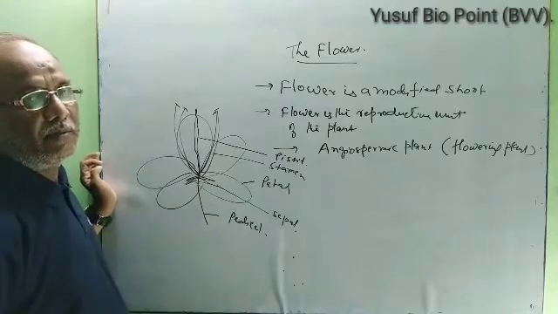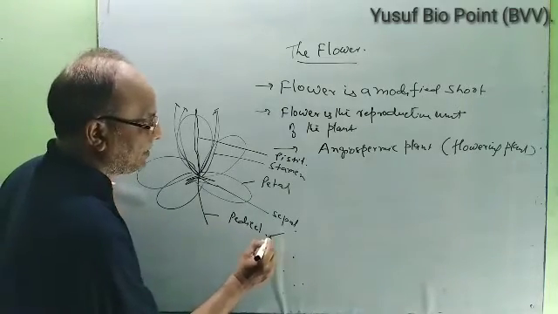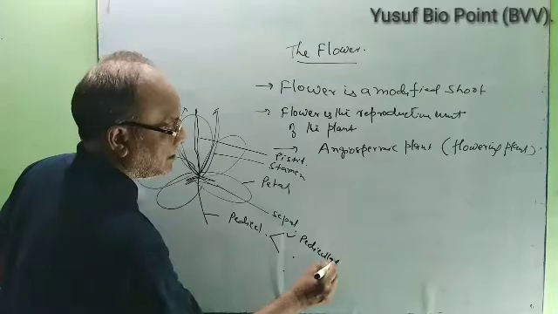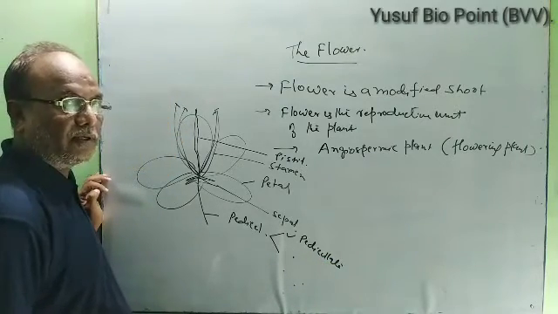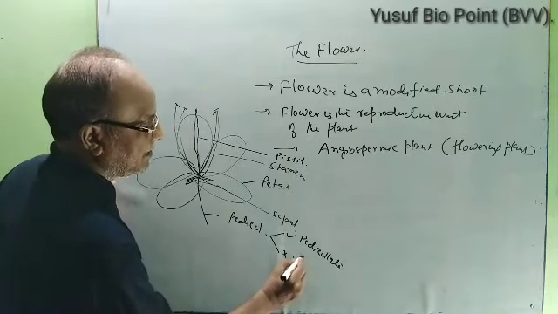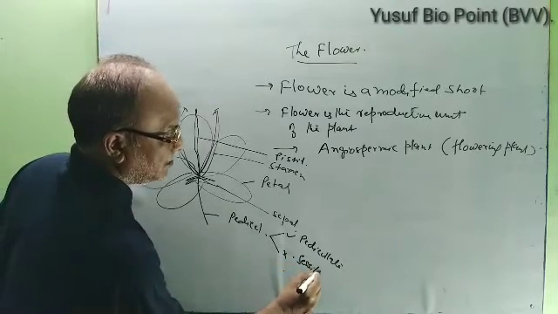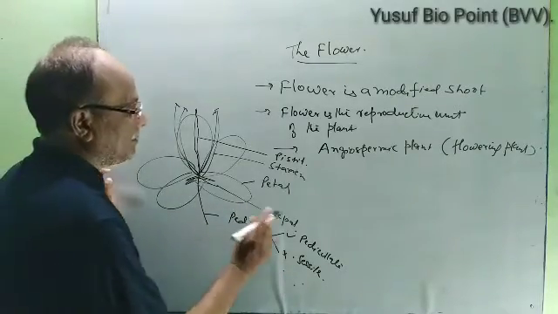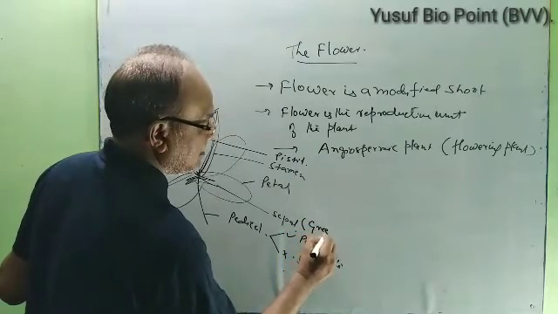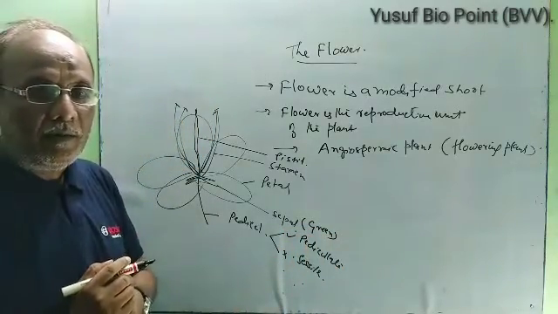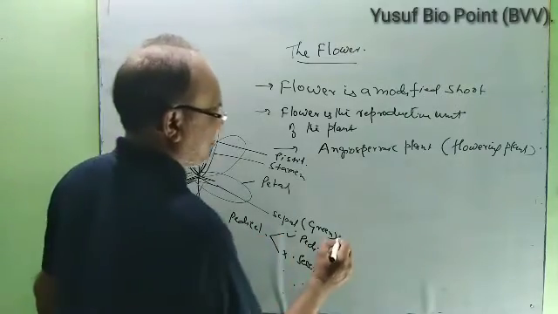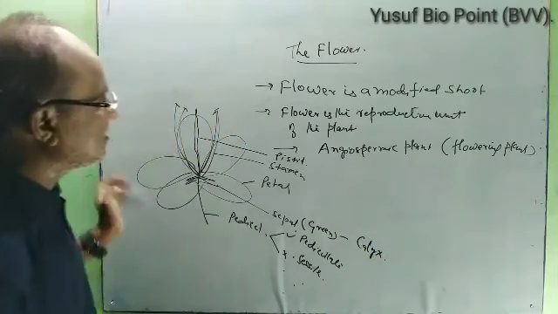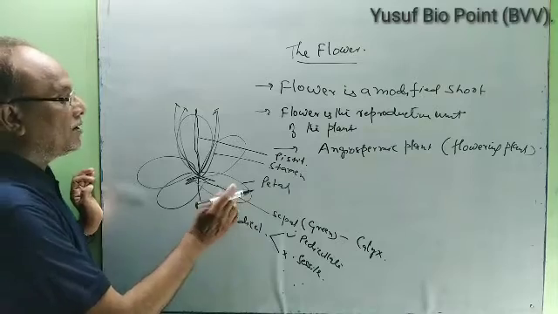Pedicel, जिसको हम हिंदी में डंठल कहते हैं. If the pedicel is present, that is called pedicellate. यदि फूल में डंठल हो तो उसको pedicellate कहेंगे. If the pedicel is absent, that is called sessile. Now the sepals, that is the green parts of the plant, and the collection of sepals is called calyx. Petals are the colored part.